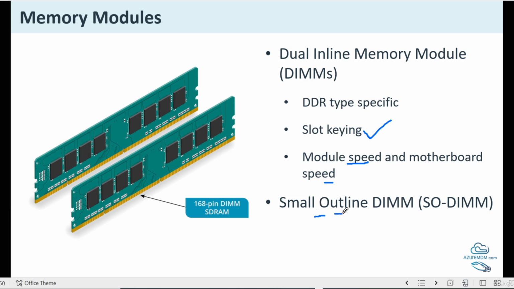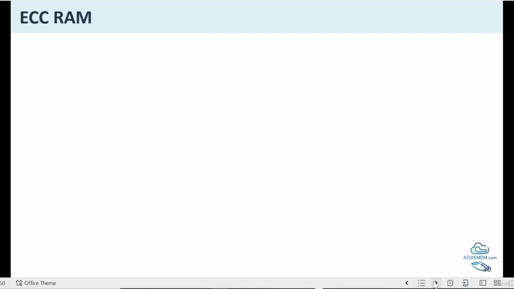Small Outline DIMM, SODIMM. It is a compact RAM stick for laptops and small PCs, with the same function as DIMM but half the size. So basically the SODIMM is smaller in size. Now we will get to know about the ECC RAM.